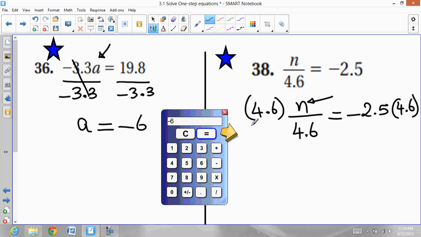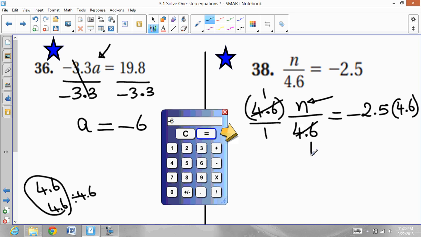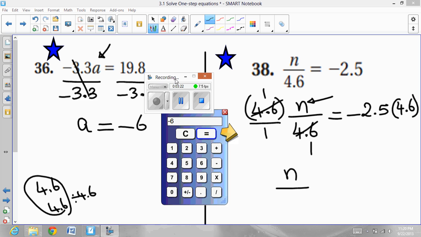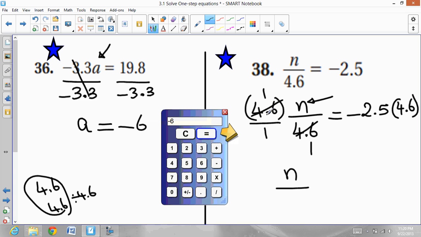Now, if I were to put a line on the bottom and put a 1, I do not change the value because 4.6 divided by 1 still gives me the same thing. So 4.6 on the top and 4.6 on the bottom. Watch what I'm doing. 4.6 on the top and 4.6 on the bottom, they both can be divided by 4.6. So 4.6 divided by 4.6 gives me a 1. And the bottom 4.6 divided by 4.6 also gives me a 1. 1 times n is n, 1 times 1 is 1.